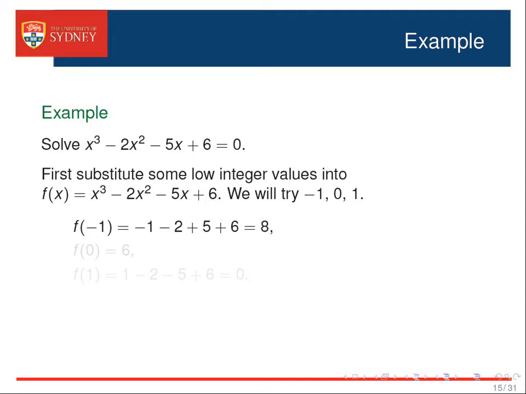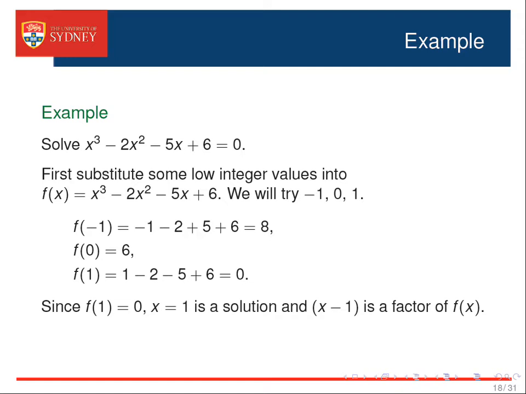Now, substituting minus 1, the function on the left-hand side results in 8, which doesn't equate with 0 on the right-hand side, so this is not a solution. Next, substituting 0 gives 6, so again, this is not a solution. Now, substituting 1 gives 0, which equals the right-hand side. So 1 is a solution of this cubic equation, and x minus 1 is a factor of the cubic expression.